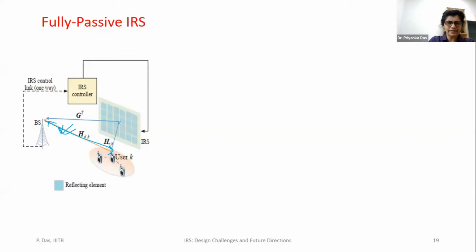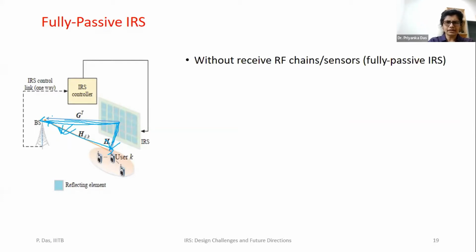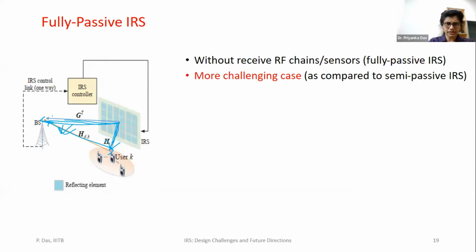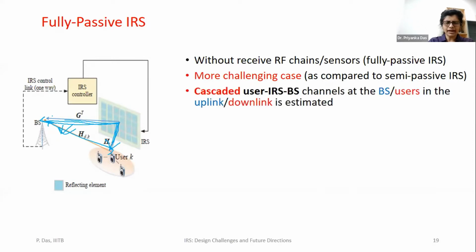Now there is an IRS aided channel, and I know I cannot have any active elements on the IRS. So what is the best option? I can talk about cascaded channel estimation. The cascaded channel is from user to IRS to base station. So with the fully passive one, can I estimate the cascaded user-IRS-base station channel either at the base station or at the users, in the uplink or downlink cases?